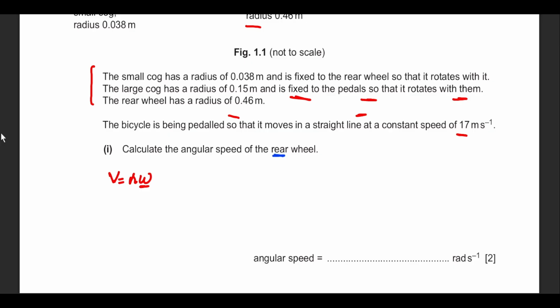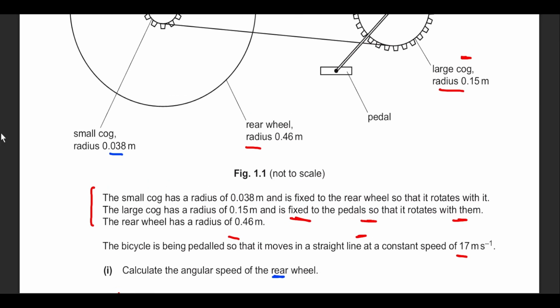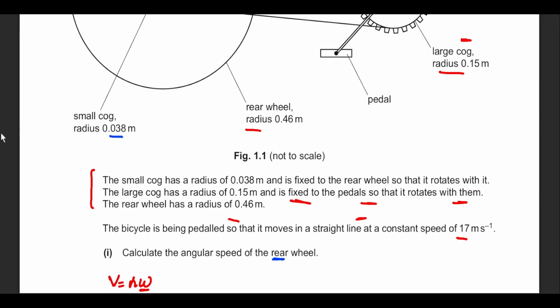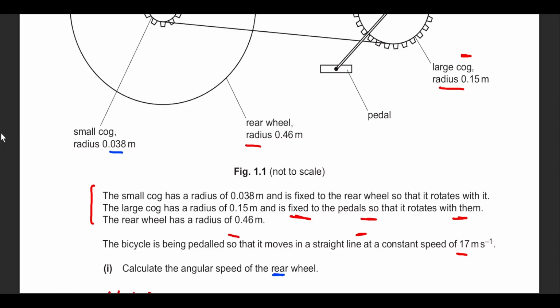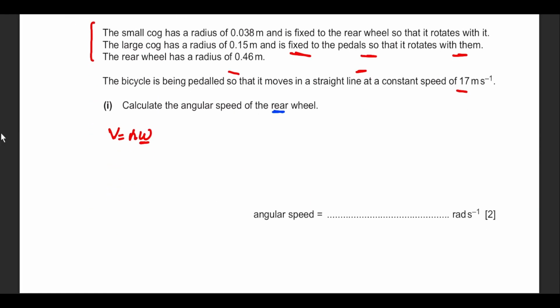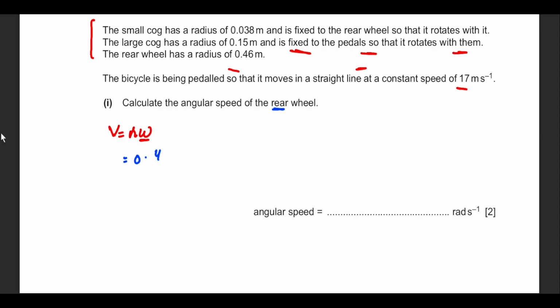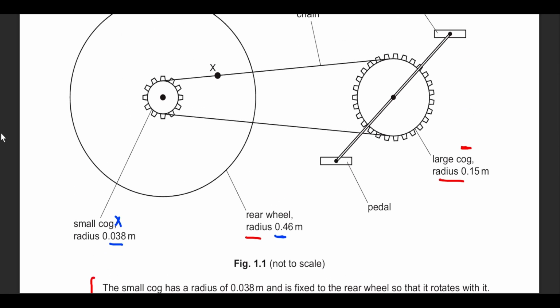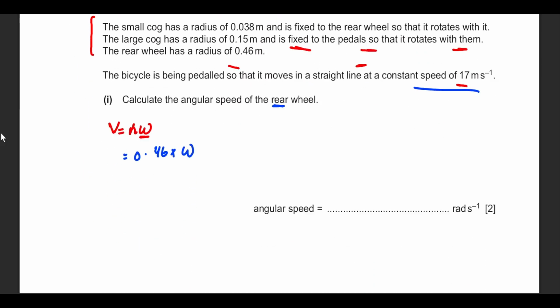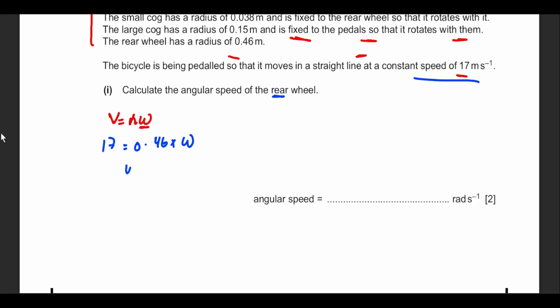Since we are interested in the rear wheel, the radius will be 0.038. That's a no-brainer. Sorry, not the cog, it's the radius of the wheel, yeah, 0.46. So this is 0.46 multiplied by omega. But what should be the velocity V? You see, when he says it's moving in a straight line, that means that for this larger wheel, the tangential velocity V is actually 17. So based on that idea, it should be 17. This is omega equals to 36.9 radians per second, which becomes 37 up to two significant figures.